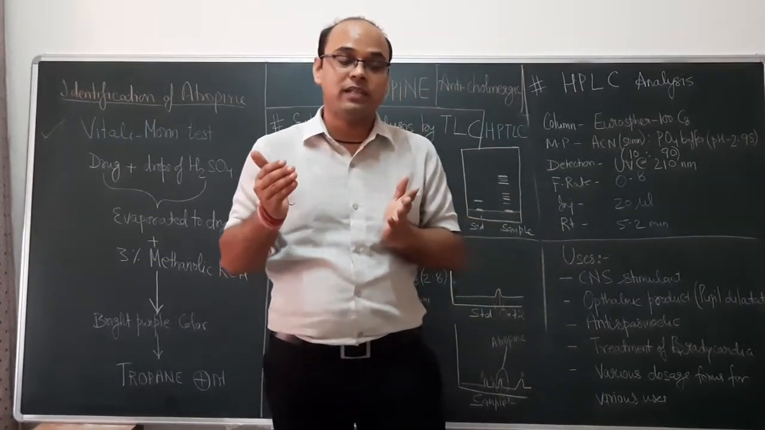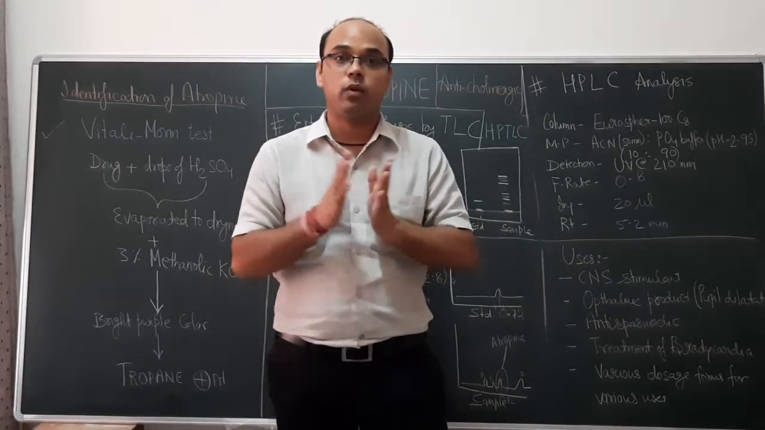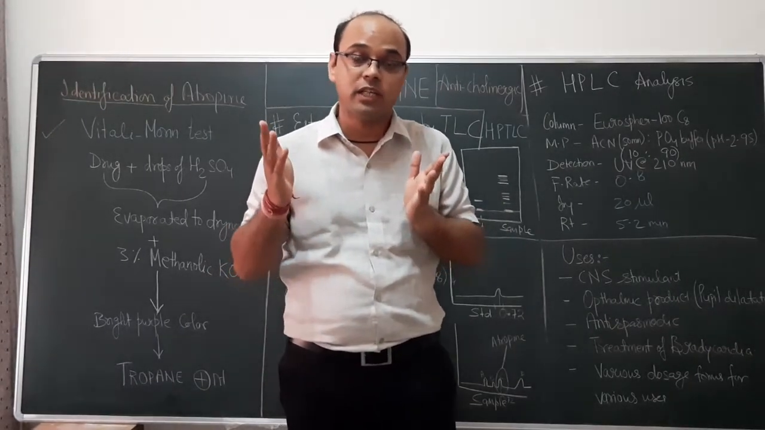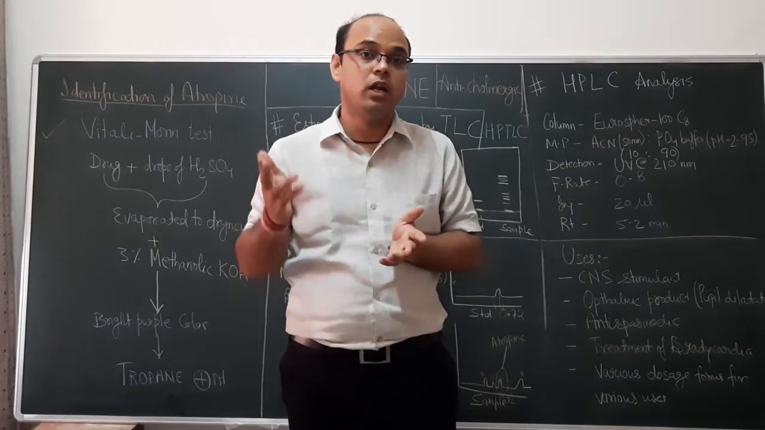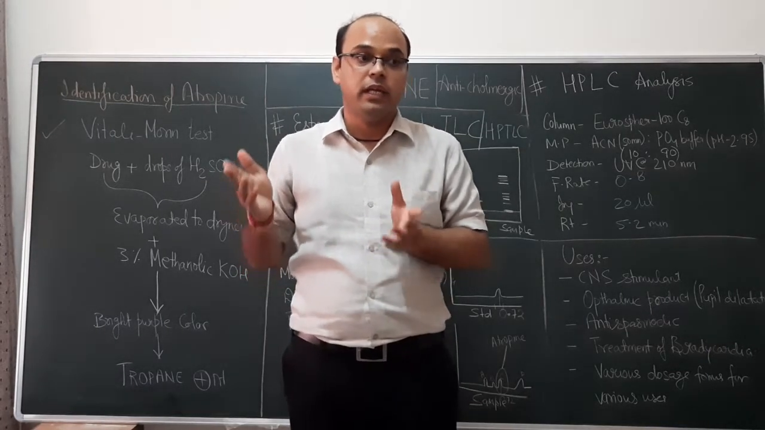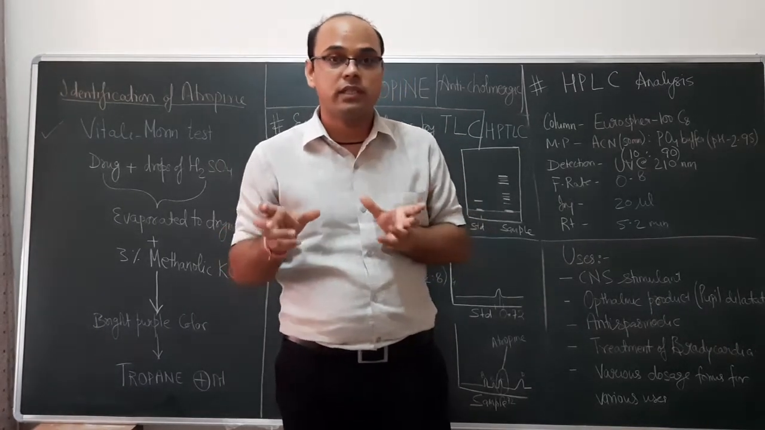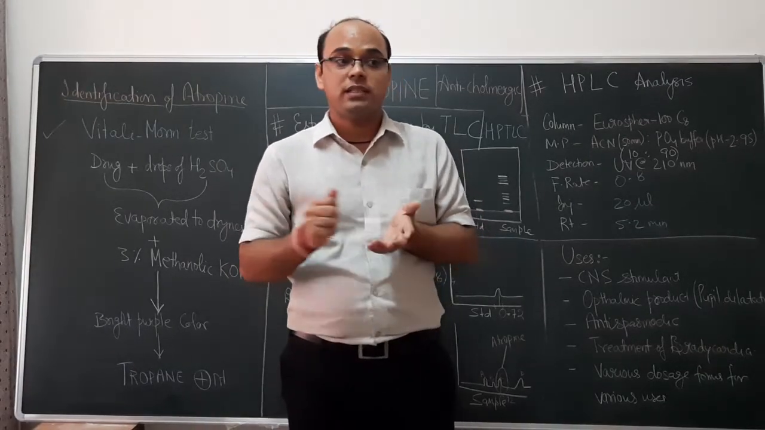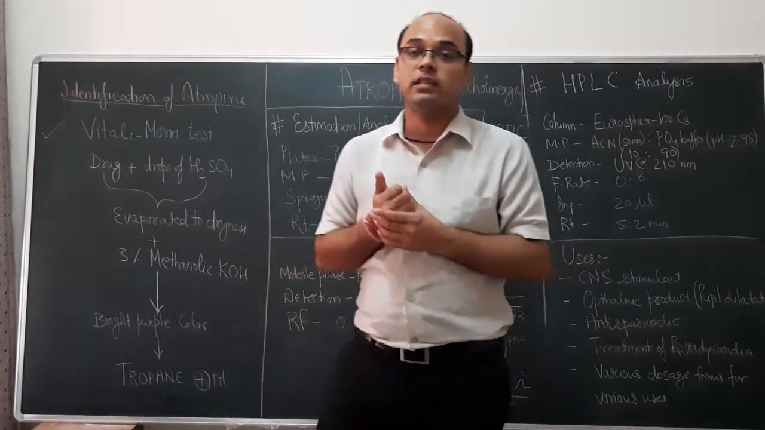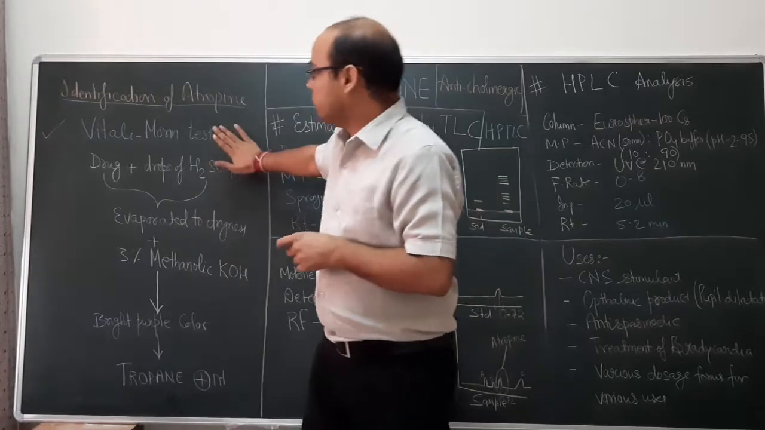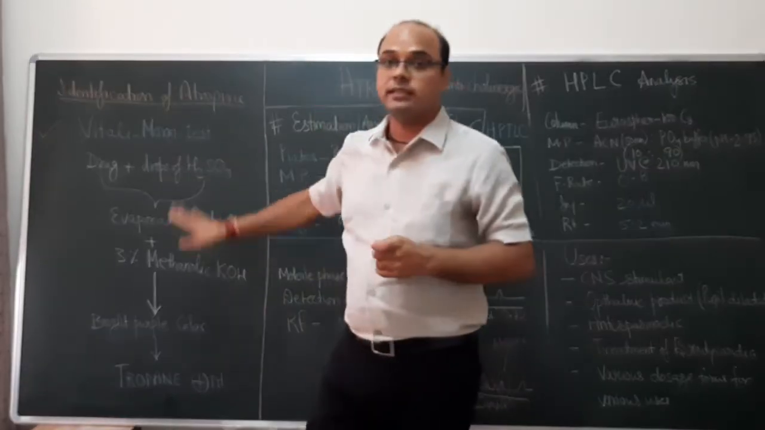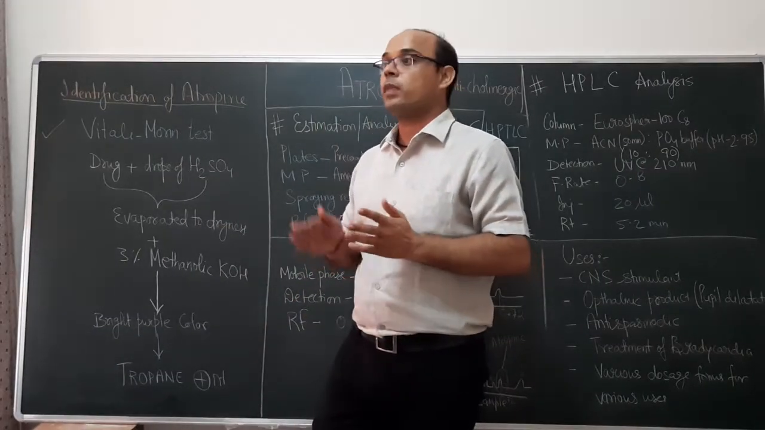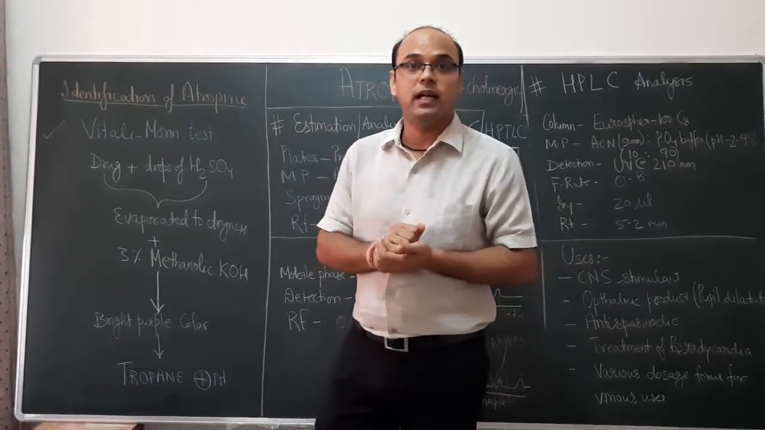Atropine, as we have discussed earlier, is a tropane alkaloid. It belongs to the tropane group of alkaloids, and you have also seen the tropane nucleus in the structure of atropine. So there is a specialized test called the Vitali-Morin test. In the Vitali-Morin test, this is a specialized test for the detection of tropane alkaloids in the sample.